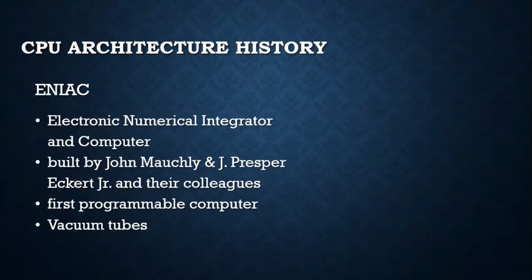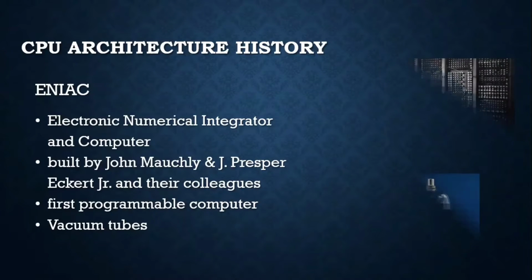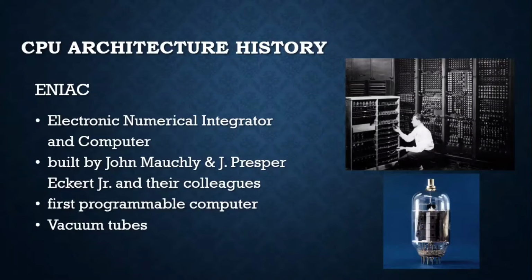ENIAC, in full, Electronic Numerical Integrator and Computer. The first programmable general-purpose electronic digital computer built during World War II by United States. American physicist John Mauchly, American engineer J. Presper Eckert Jr., and their colleagues at the Moore School of Electrical Engineering at the University of Pennsylvania led a government-funded project to build an all-electronic computer. ENIAC was so complex that it was actually built with more than 17,000 vacuum tubes. Just imagine that.